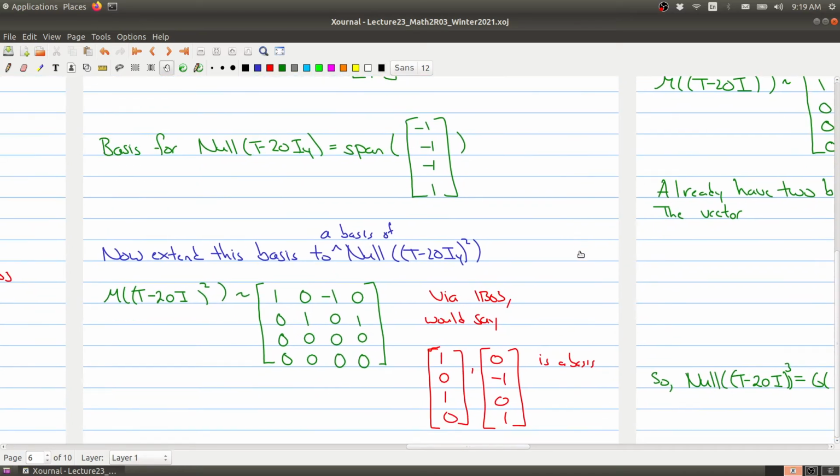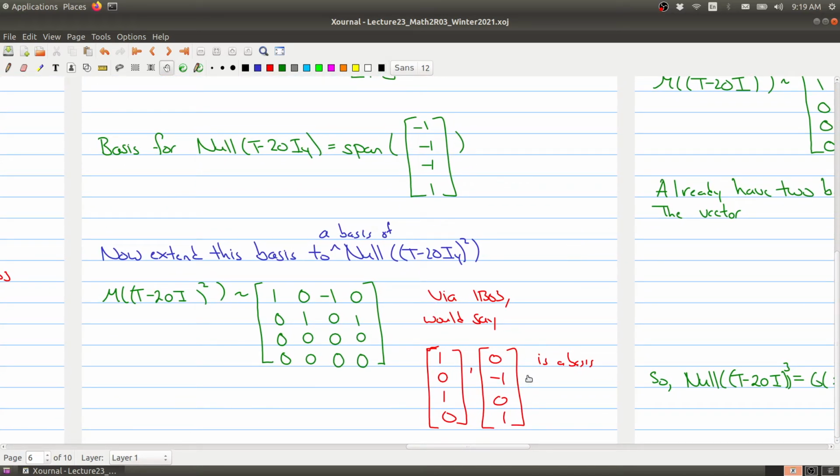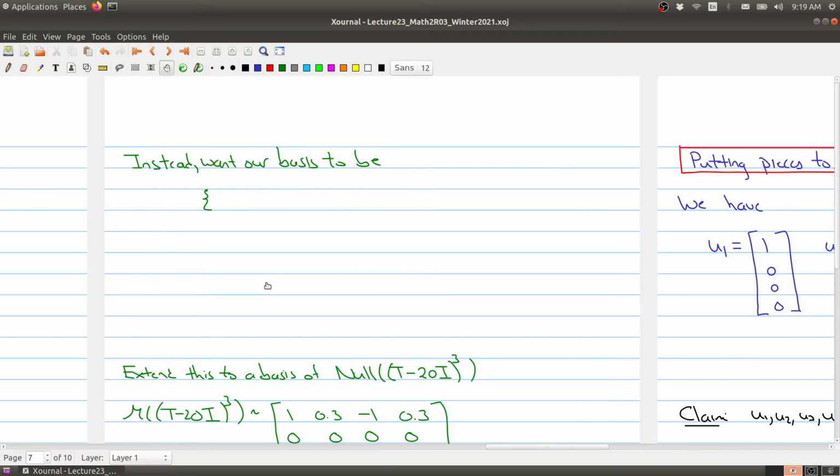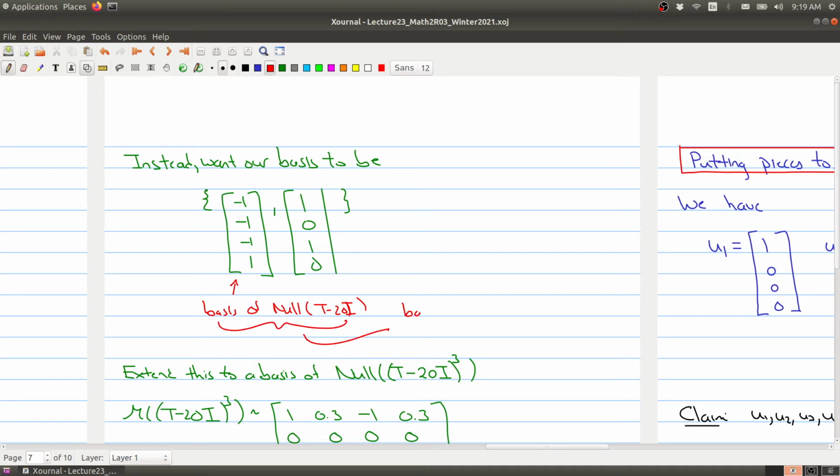The problem is it isn't exactly the way that we want to do it, because we want to take this thing and then extend it to a basis for this bigger space. So instead, we want our basis to be given by this: we have -1, -1, -1, 1, and then we have 1, 0, 1, 0. So this is the basis of the null space of T minus 20I, and then the two of them together are the basis of the null space of T minus 20I squared.